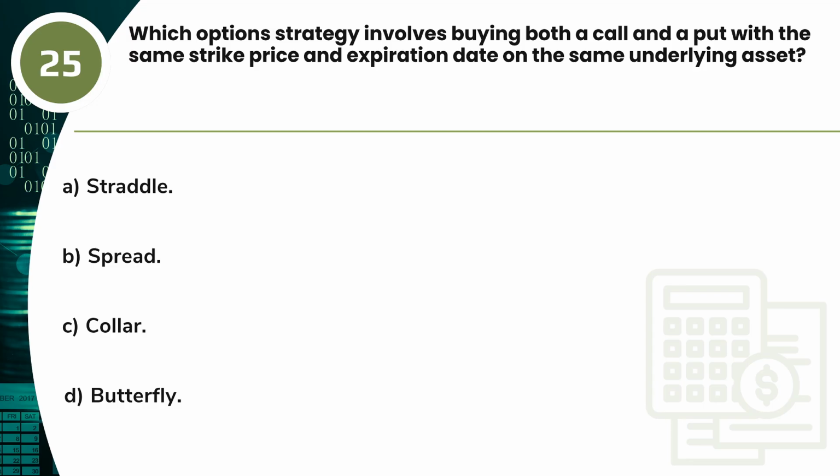Which option strategy involves buying both a call and a put with the same strike price and expiration date on the same underlying asset? A. Straddle. B. Spread. C. Collar. D. Butterfly.